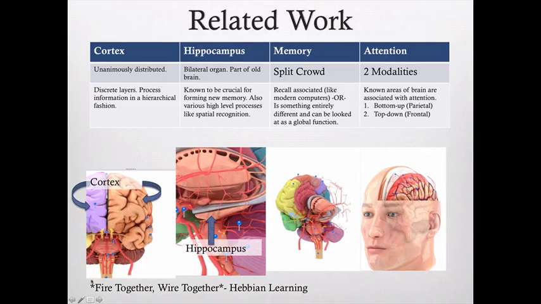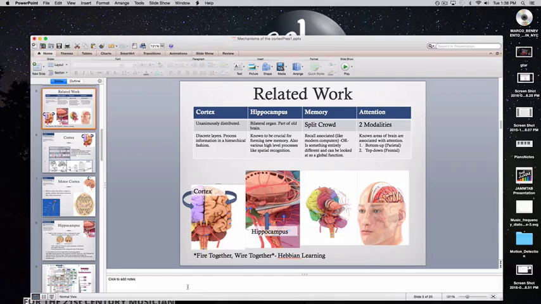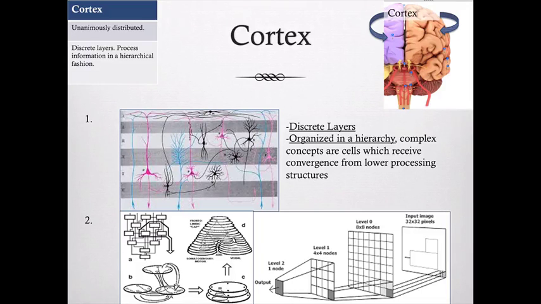Another really important concept to grasp is fire together, wire together. It's also known as Hebbian learning, which basically means that whenever one cell fires, and then by default activates another cell, that cell's also going to fire. And when that happens, the process is enhanced and strengthened.